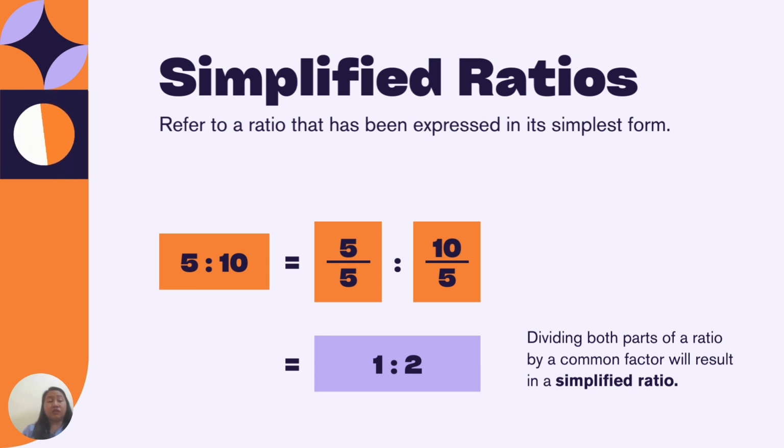Simplified ratios refer to a ratio that has been expressed in its simplest form. 5 is to 10 is equal to 5 divided by 5 is to 10 divided by 5. And the answer is 1 is to 2. Dividing both parts of a ratio by a common factor will result in a simplified ratio.